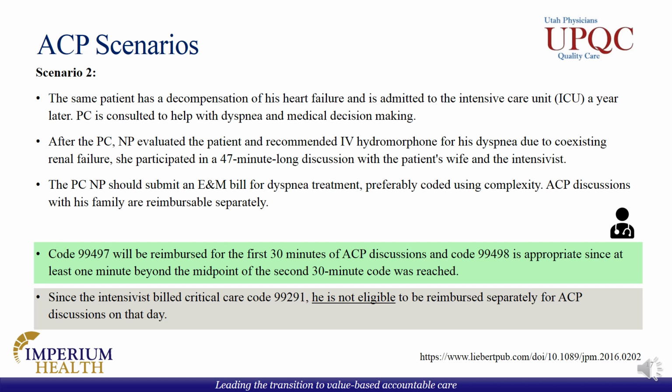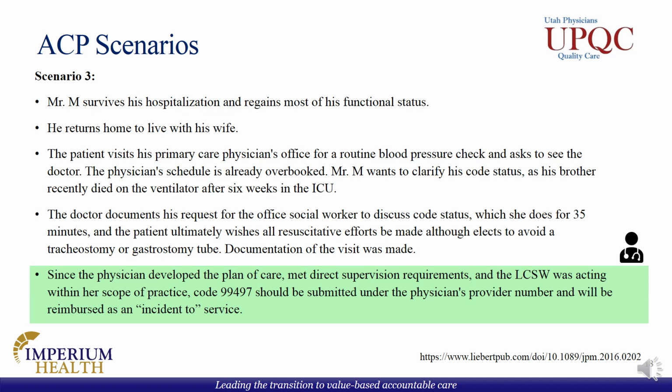Now that nurse practitioner, having rounded with the patient or supported that care, is able to bill for the extra codes. So they're able to bill for both the 99497, which was the first 30 minutes, and then because it was a 47-minute discussion and we crossed that 46-minute threshold, she can actually bill for the 99498 as well. Now an intensivist is not able to bill for this in addition to his typical intensivist critical care code that he would be billing. So in this case, it's just the mid-level or the nurse practitioner primary care provider that's going to be billing for it.